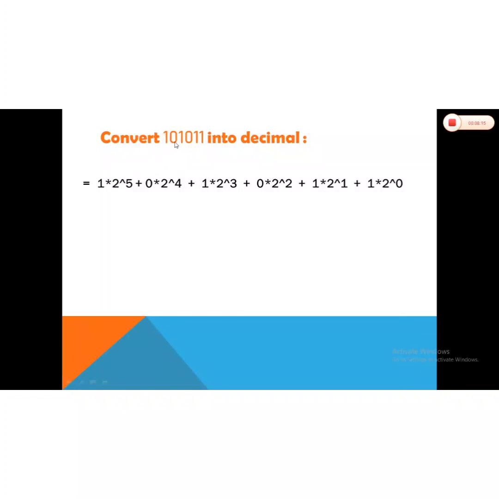Let's count the numbers on the right side, that is 1 2 3 4 5. Five numbers are on its right side, so take it raised to the power 5, then add up. Then 0, multiply this by 2. Count on the right side, that is 1 2 3 4, take it raised to the power 4. The same pattern follows for all the next numbers. When you solve, you will get these numbers, and when you add up, you will get 43. So this code represents 43.